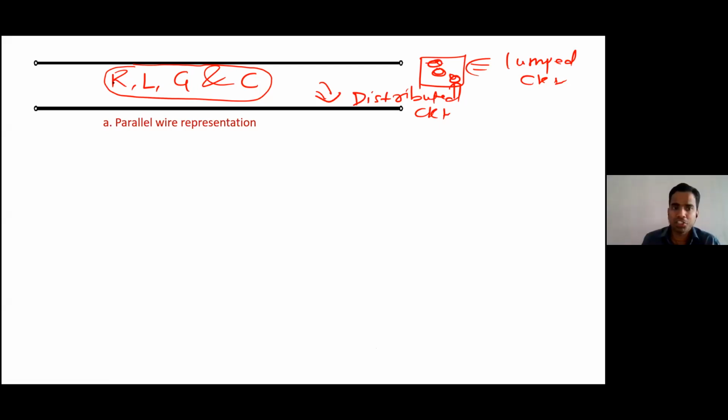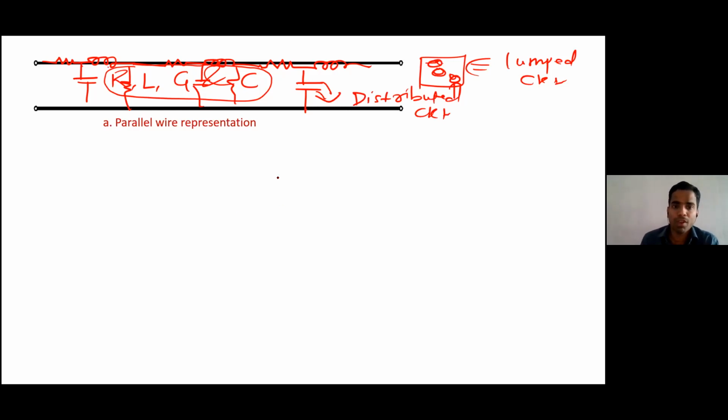So they are all distributed. Distributed means what? There is R here, there is L here, and there is again R, there is again L, and there is C here, there is conductance here, there is C here. Means they are all distributed. We don't know exactly where they are, but they are all there in the line. So you cannot specify that the capacitor is here or the inductor is here.